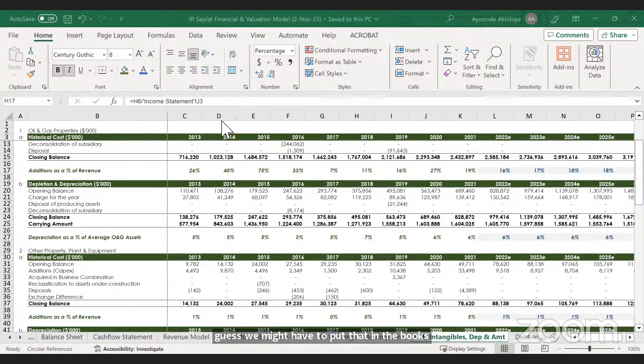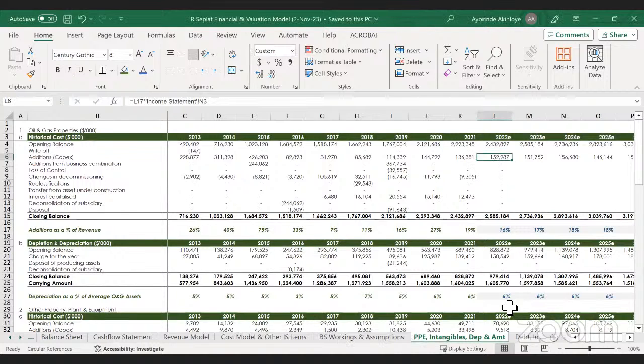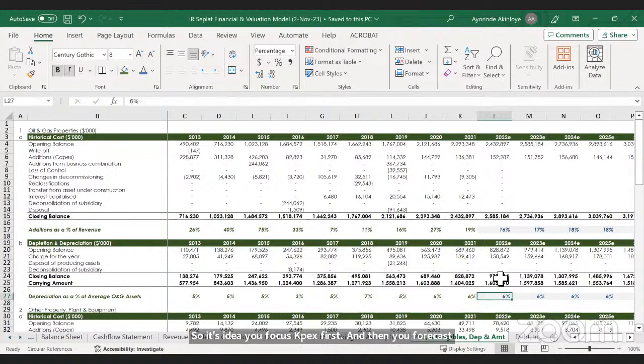Someone said they have a question. Akinkumi Adebayo is asking: which is ideal to forecast first, depreciation or capex? It's ideal to forecast capex first, because you buy first before you depreciate. So you forecast capex, and then you forecast depreciation, because your depreciation is going to be a percentage of your average PPE.